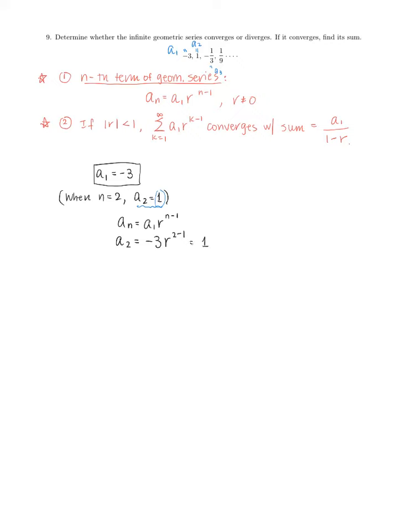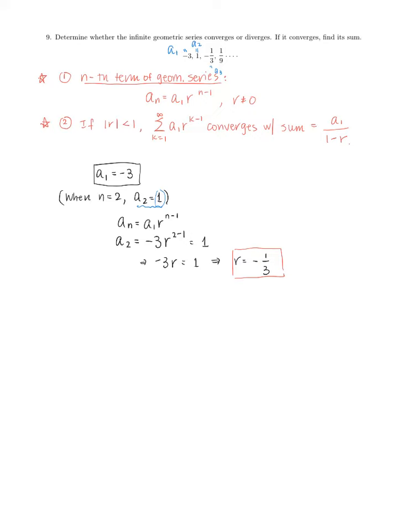Alright, so now what do we got? Solving for this, we have negative 3 times r equals 1. So our r is going to be negative 1/3. I'm going to box this because this is very important information.